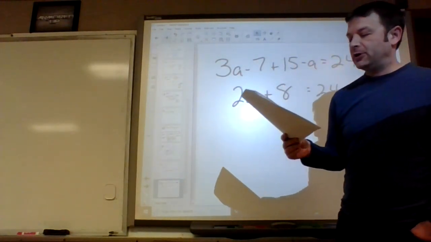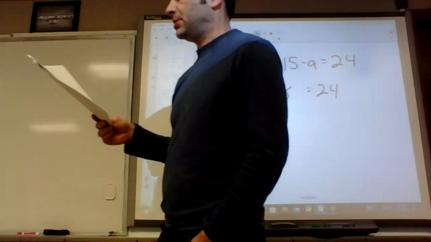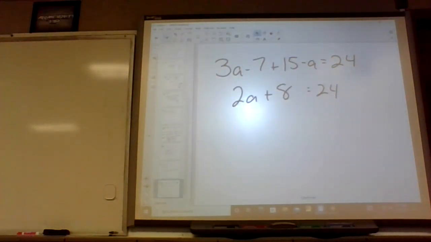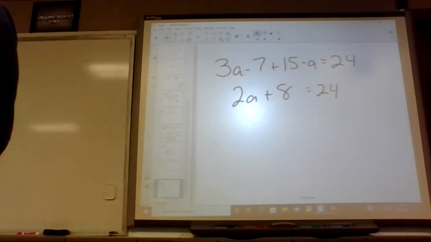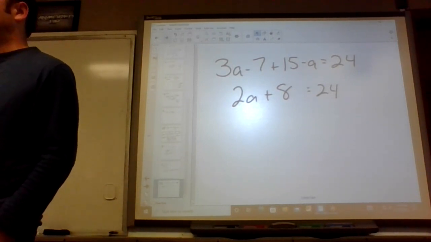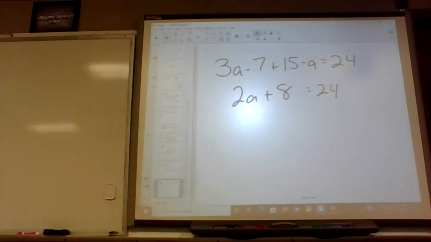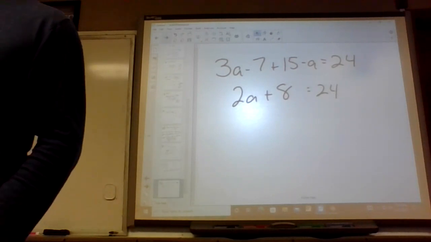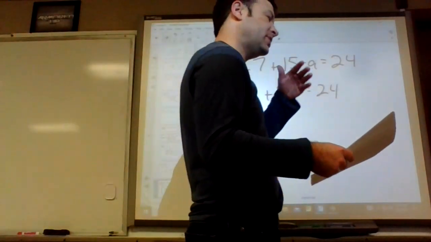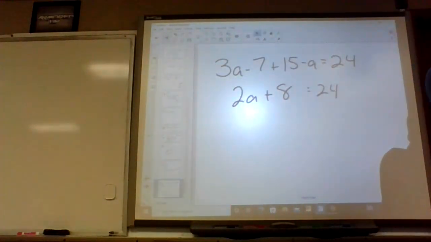Then how did they get from 2a plus 8? They subtracted 8. Yeah, they didn't call it the subtraction property, they called it the addition property, because subtracting 8 is the same thing as adding negative 8, so anyway. They call it the addition property of equality. Means you can add the same value to both sides of an equation.